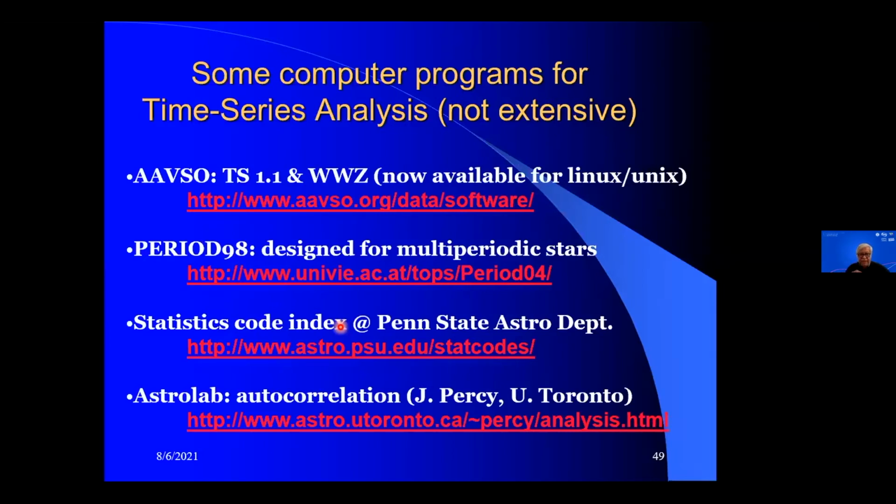Yes, AVSO is one of the famous ones. It's available on Windows 7 up to Windows 10, but now Linux and Unix users can use it too. Period98 is also somewhat old, but the Penn State Astronomy Department keeps the statistical code. If you make a program, you can call the library here and of course port this into your program.